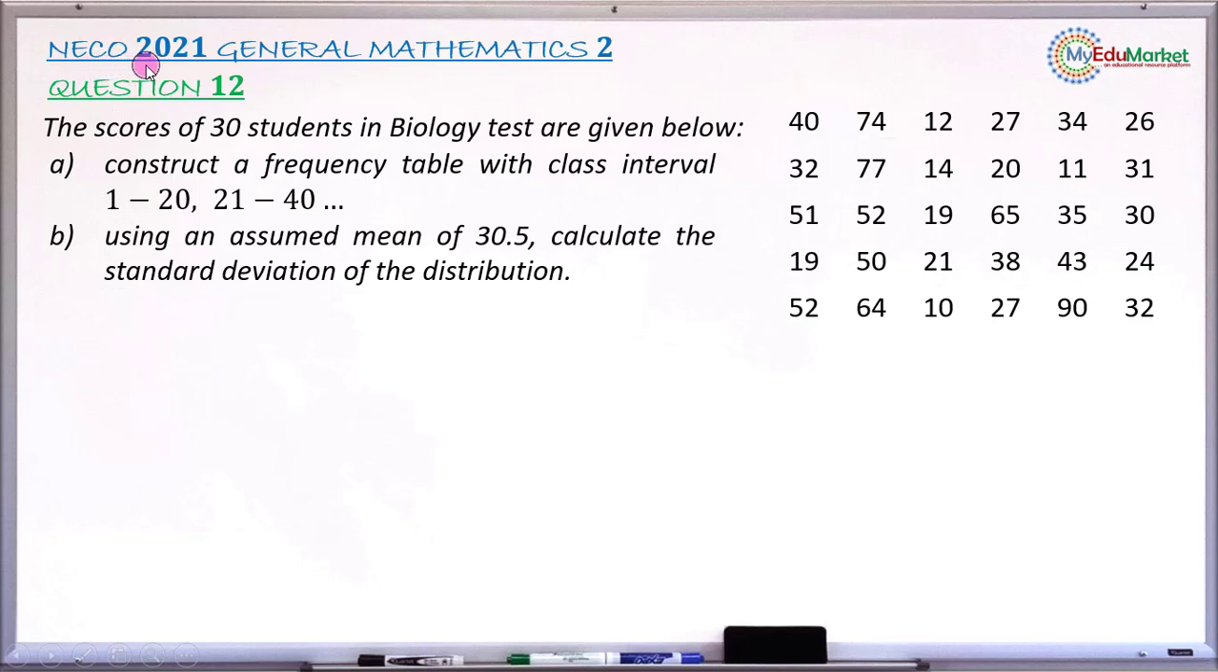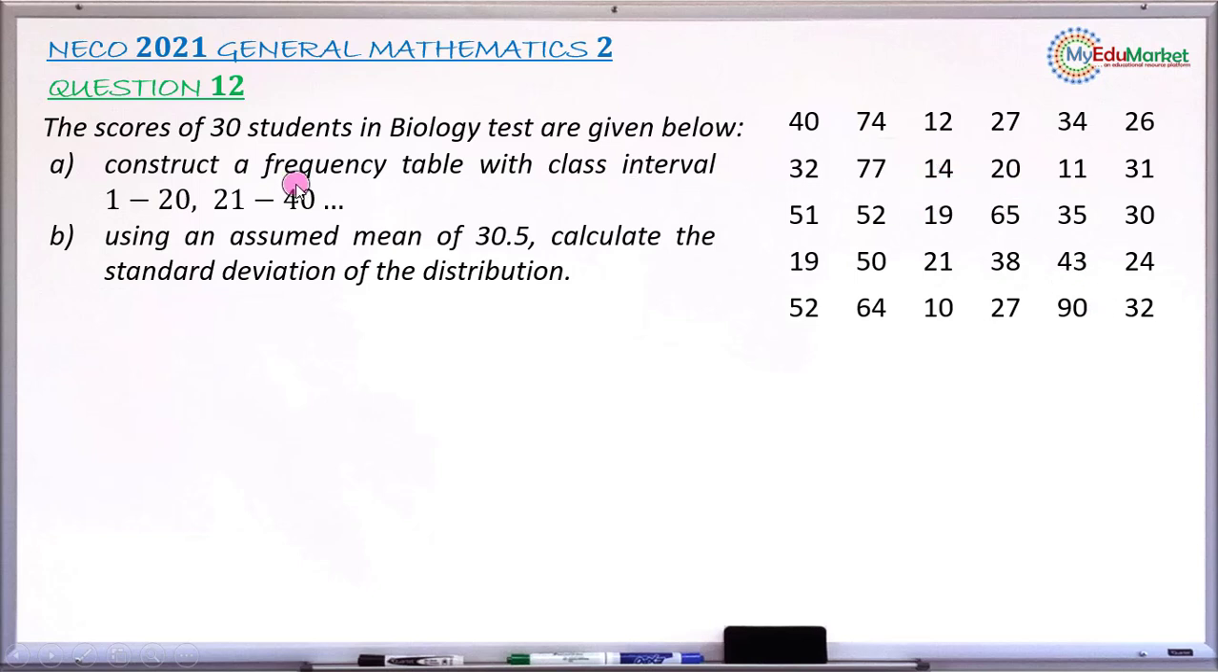This is NECO 2021 General Mathematics Paper 2, and we are answering question number 12. The question reads, the scores of 30 students in a biology test are given below. These are the scores: 40, 74, 12, 27, up to the last score, which is 32. These are the scores of 30 students in a biology test.